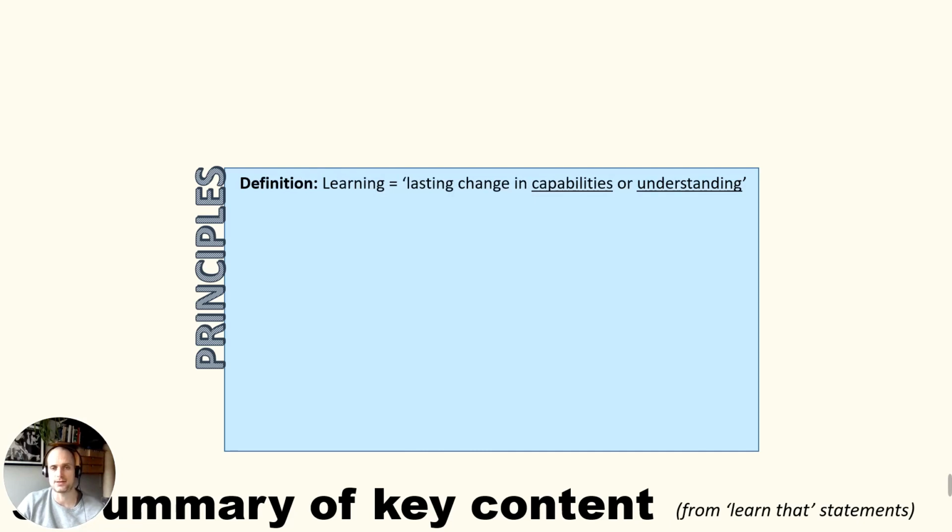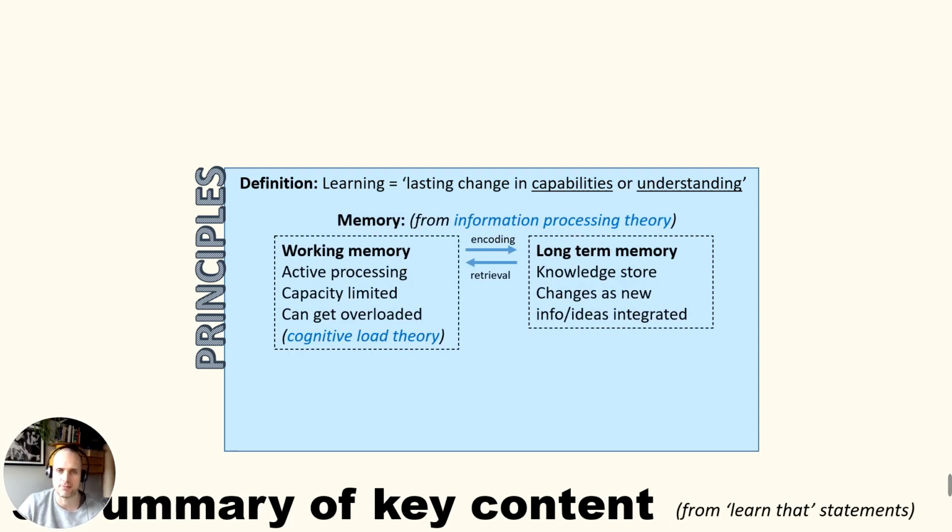Its definition of learning is a lasting change in capabilities or understanding, which is a bit broader than Ofsted's definition of learning as a long-term change in memory. This indicates that it is about more than just knowledge. It's about capabilities as well. In terms of memory, it builds on and takes a lot of its lead from information processing theory, where we've got short-term or working memory, where the active processing happens, where your capacity is limited, and it's really easy to overload that, certainly if you're working without much long-term memory help. That's taken from cognitive load theory.